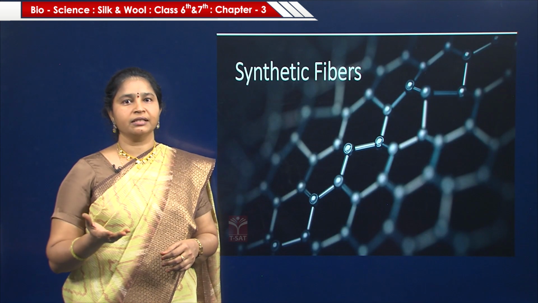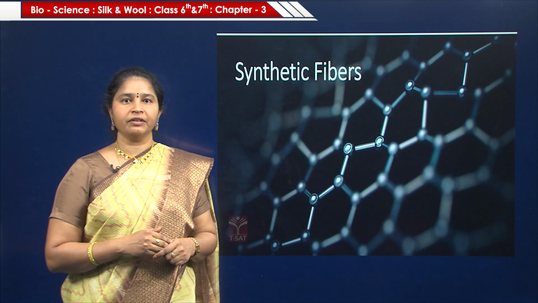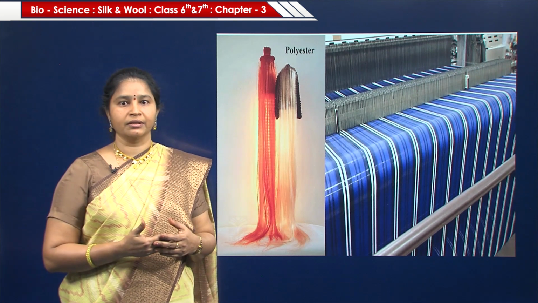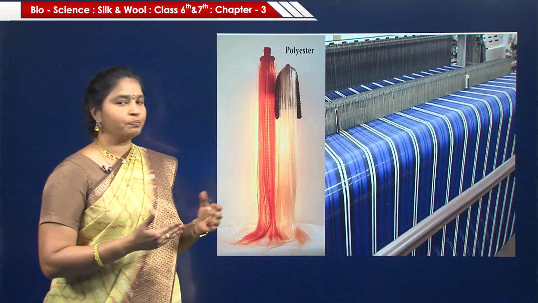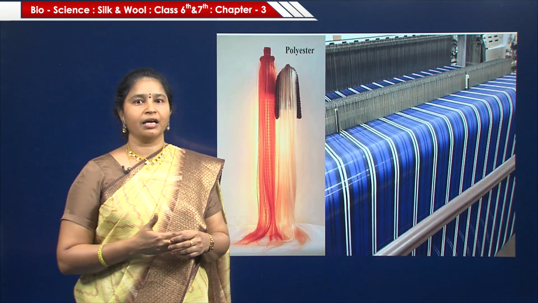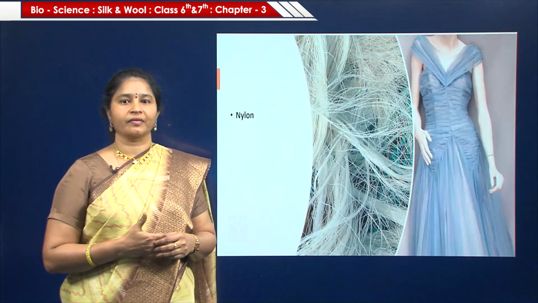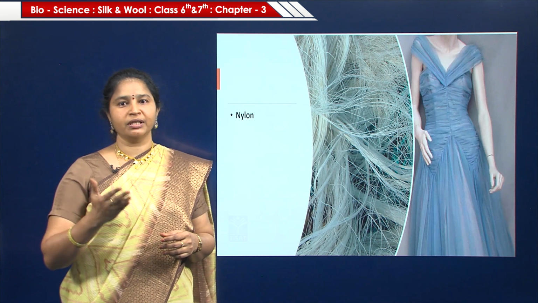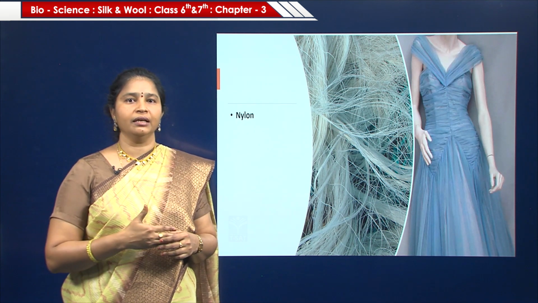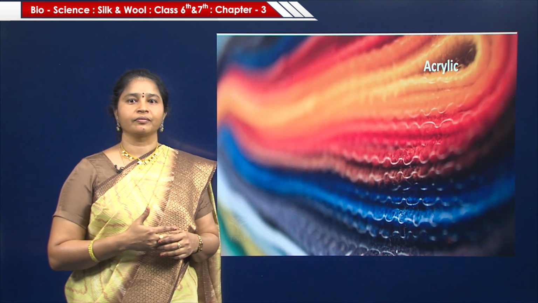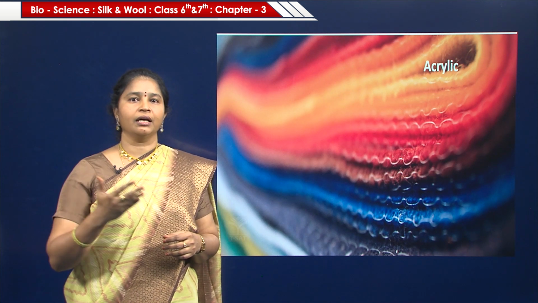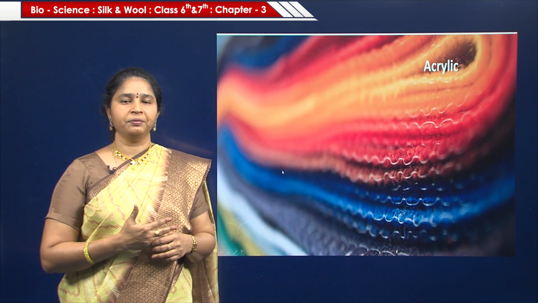Now, let us see the synthetic fibers. Synthetic fibers are prepared from chemicals in the factories or industries. The first one you are observing is polyester. Polyester we commonly call. So, this is nylon. Nylon fibers, you can see the fibers and also the fabric in the picture. And these are the acrylic fibers. These are the fibers and the cloth you can also observe in the picture.